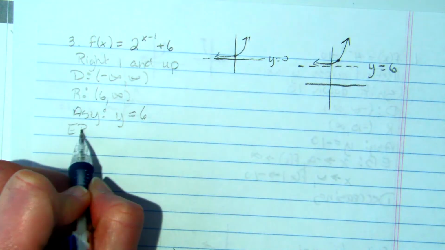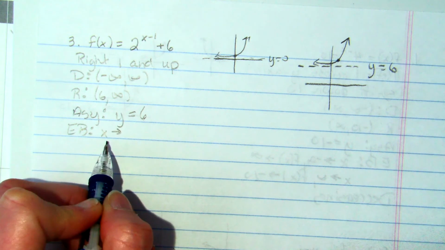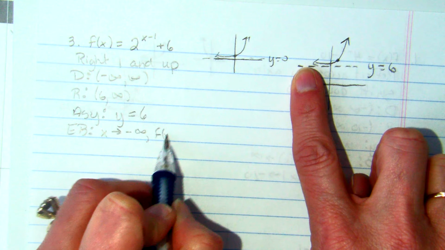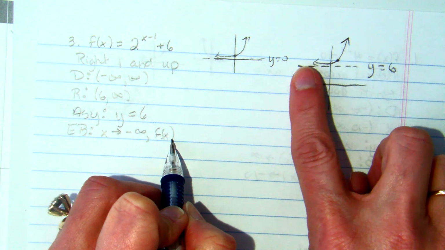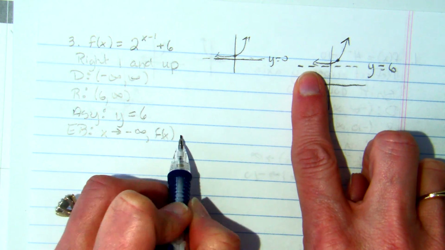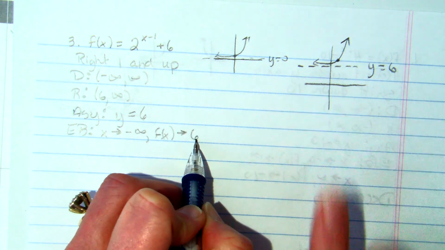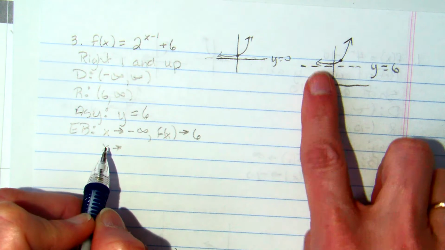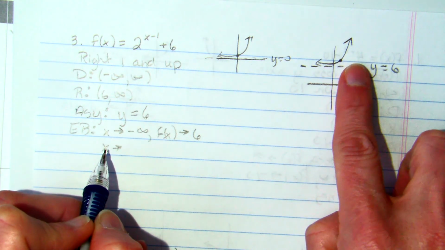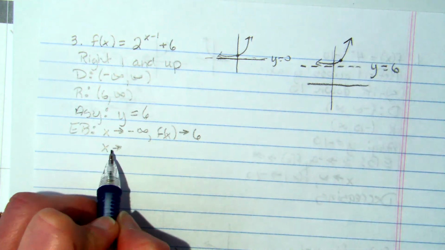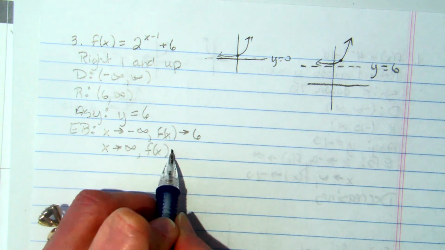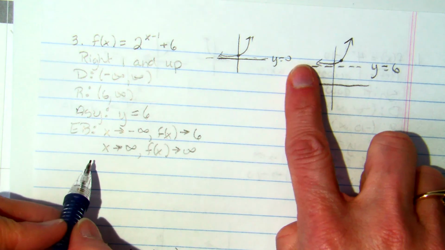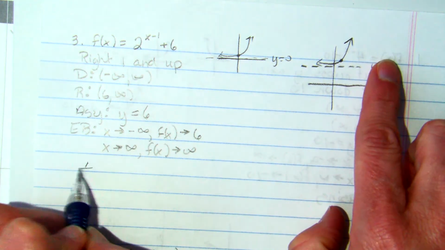The end behavior: as x approaches negative infinity, as far left as it can go, f of x is going down, down, down, but not to negative infinity, but to that asymptote. So f of x approaches 6. And going the other way, as x approaches positive infinity, what's y doing? It's going up to positive infinity. So as x approaches positive infinity, f of x approaches positive infinity. And the graph from left to right increases. So this graph increases.